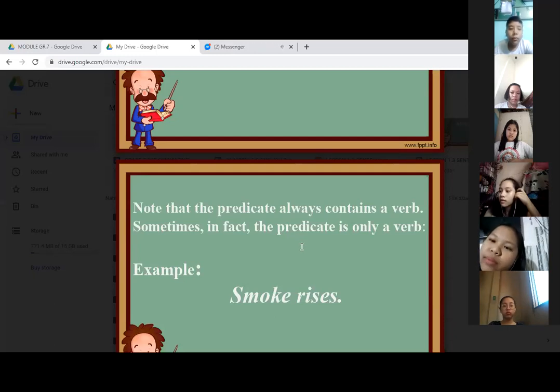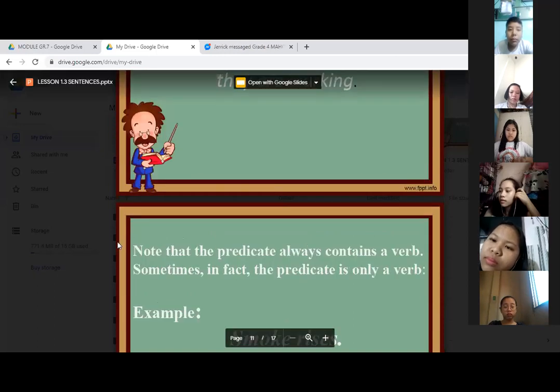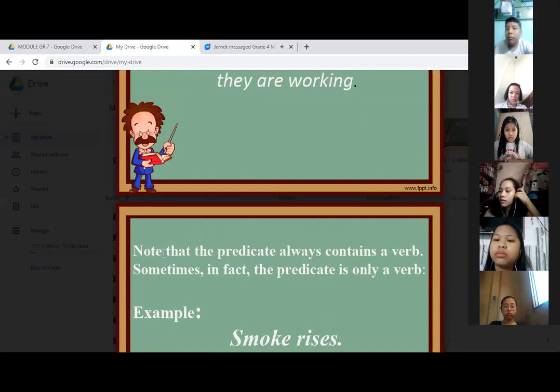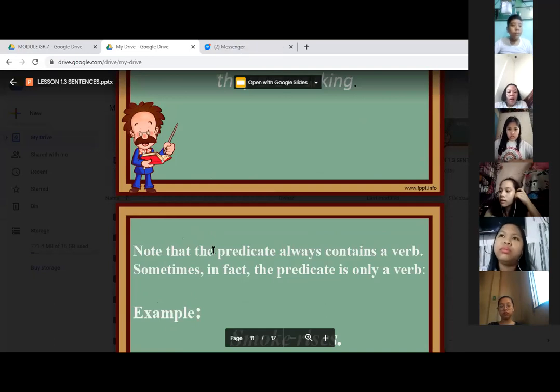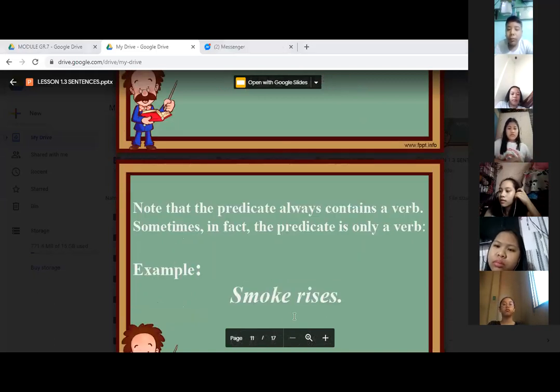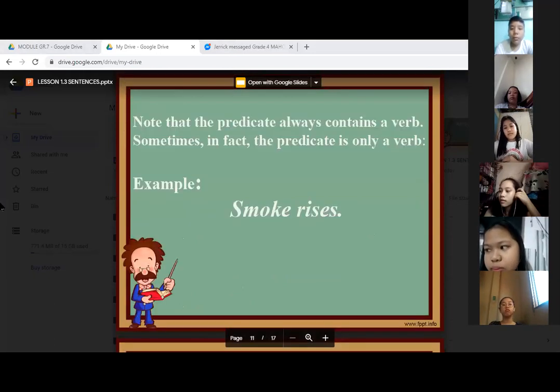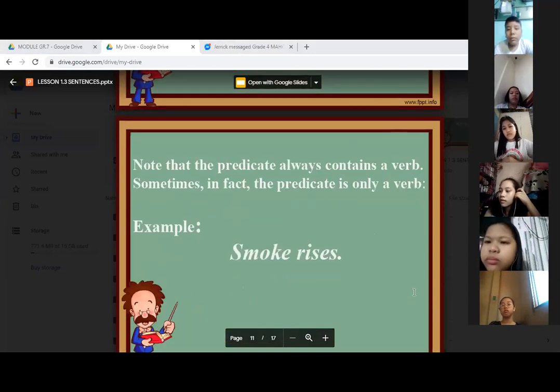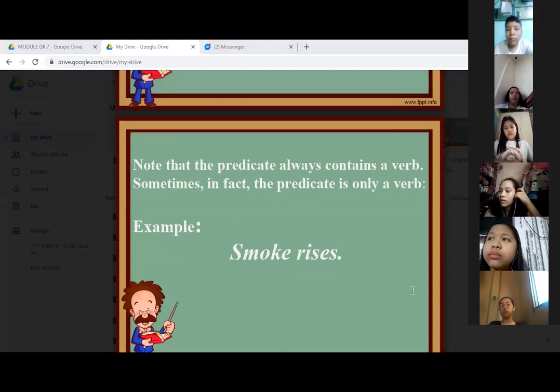Sometimes, in fact, the predicate is only a verb. Sabi dito, ang predicate daw ay verb, action, kilos. Pero minsan, ang predicate or yung verb, yun na mismo yung predicate. So what does it mean? Let's say for example, the example sentence, smoke rises. Now, in this case, yung usok daw ay pataas or umaangat yung usok.